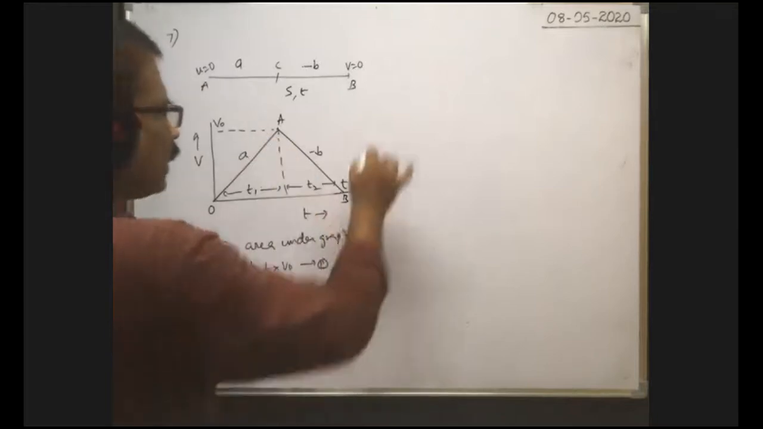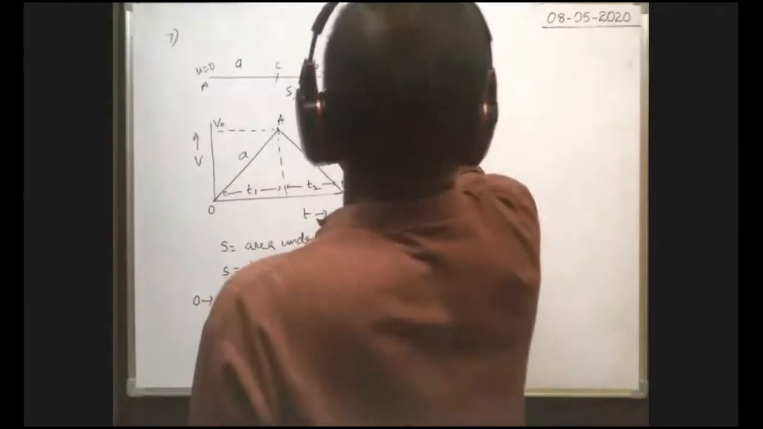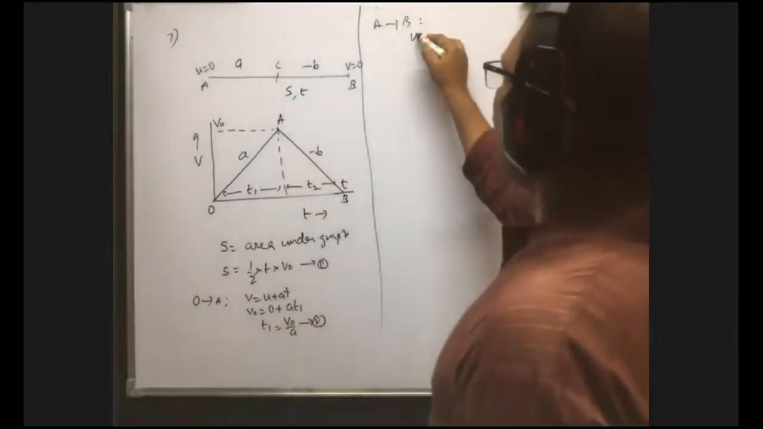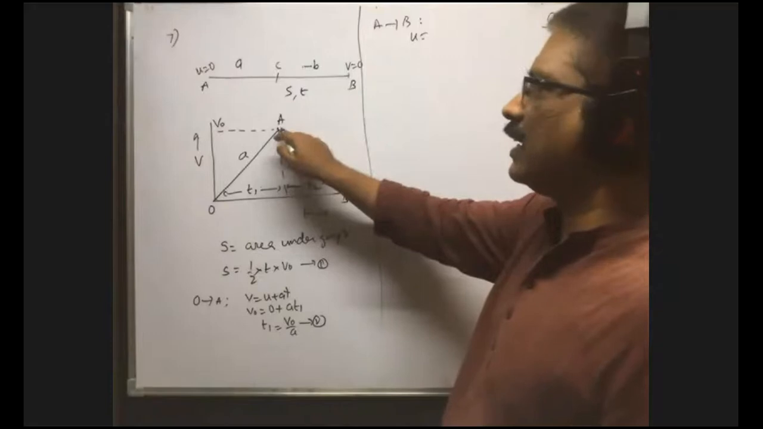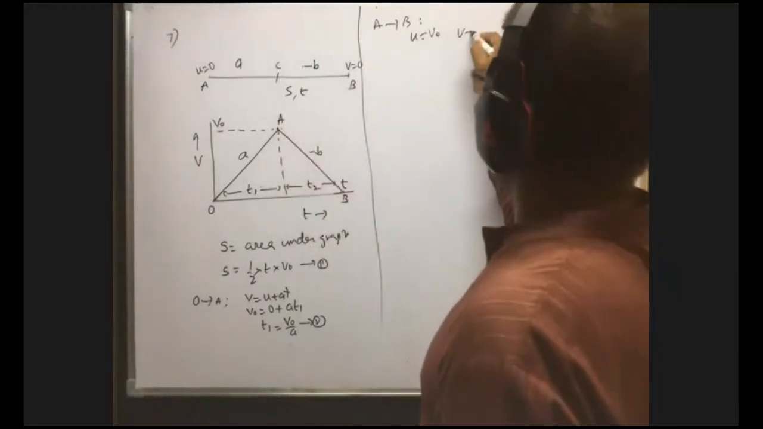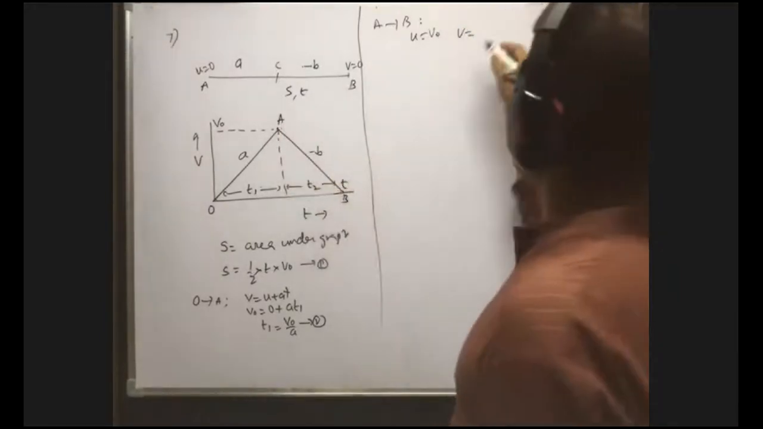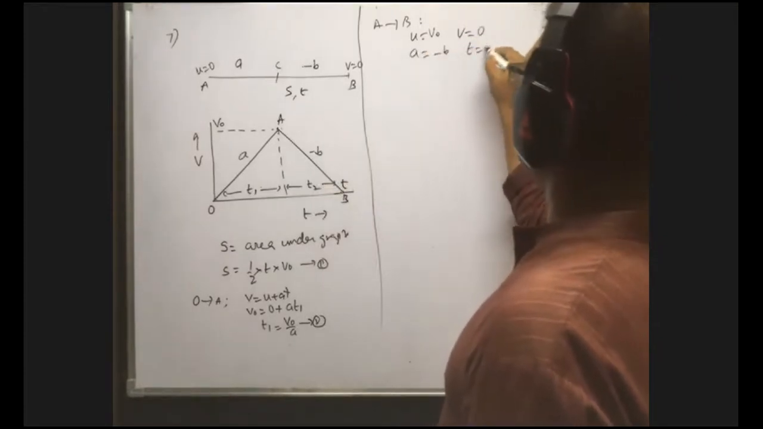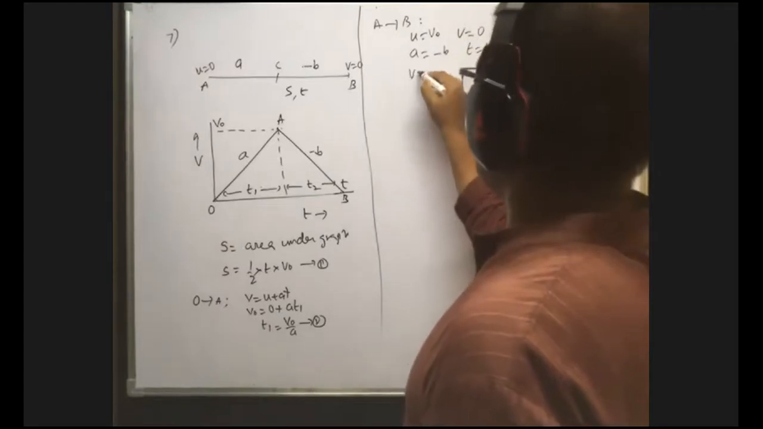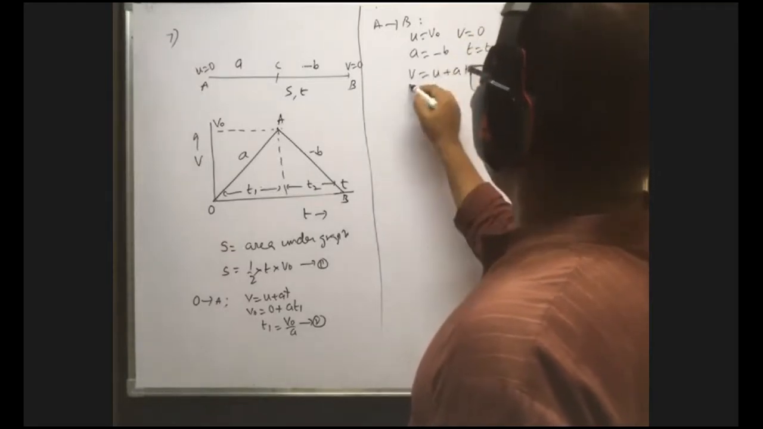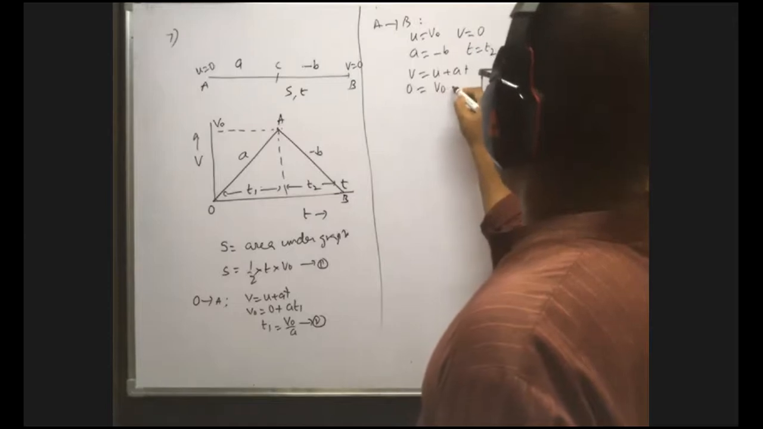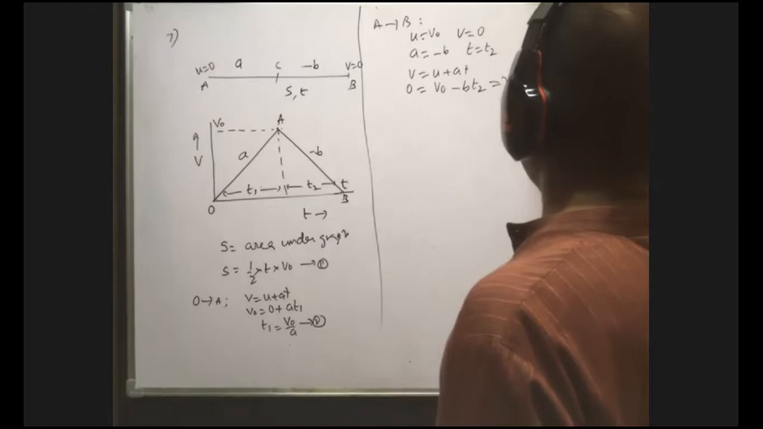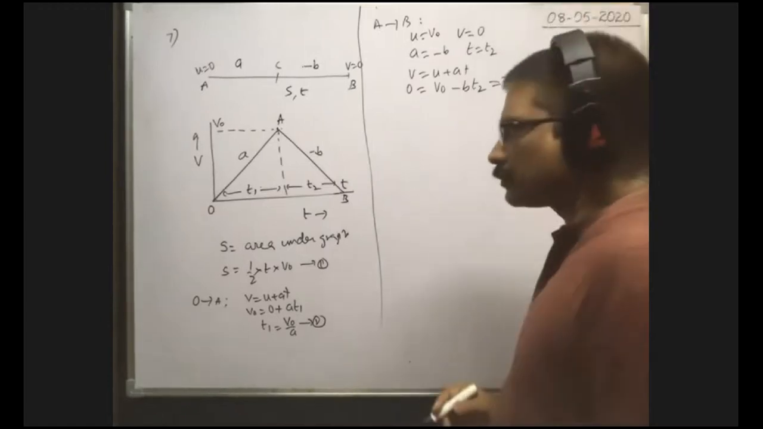Next, you consider the motion from A to B. When motion from A to B is considered, the initial velocity at this point is v naught. Final velocity after t2 seconds, it comes to rest, so 0. Acceleration is minus b. Time taken is t2. Then the relation among them is again v is equal to u plus at. V means 0, u means v naught, plus a means minus b into time t2. Implies t2 is equal to v naught by b, we can write, no?